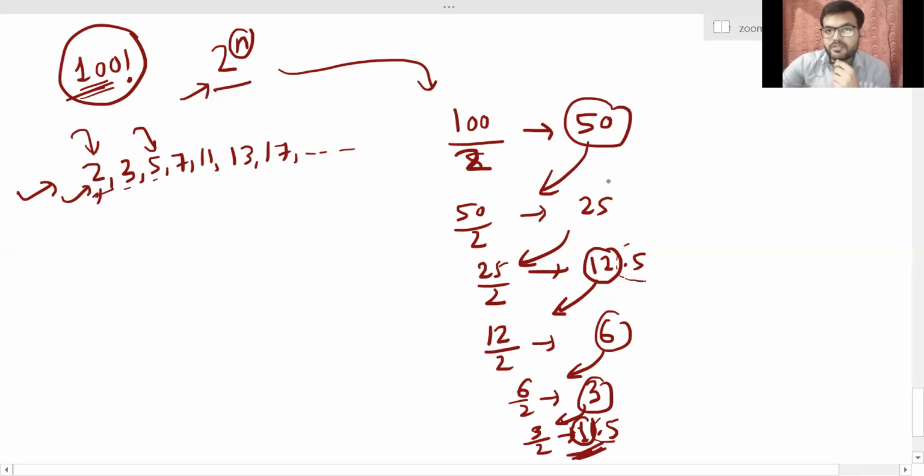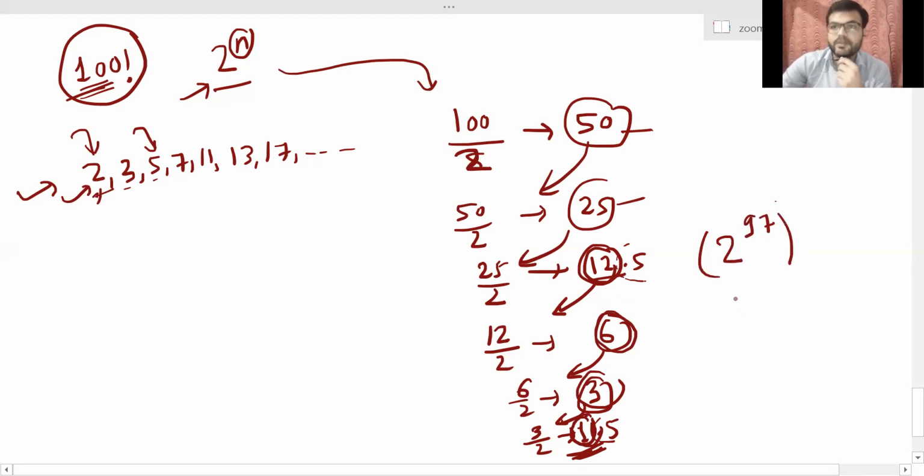Now add all these quotients. 50 plus 25 is 75, plus 12 is 87, plus 6 is 93, plus 3 is 96, plus 1 is 97. So you have got 2 raised to the power 97. 97 number of 2's you have got in 100 factorial, or you can say the maximum power of 2 in 100 factorial is 97. So guys, this is how we find the maximum power of any prime number in any factorial.